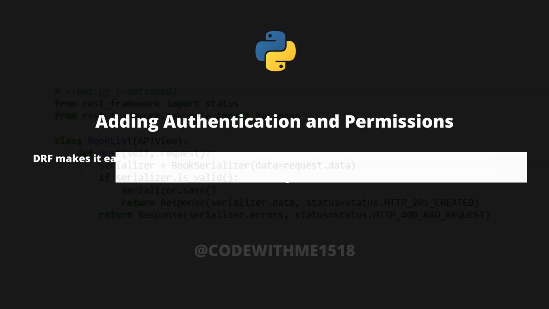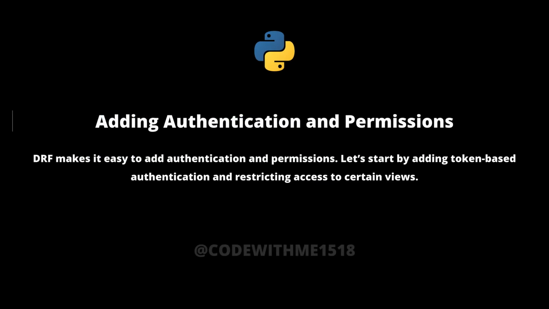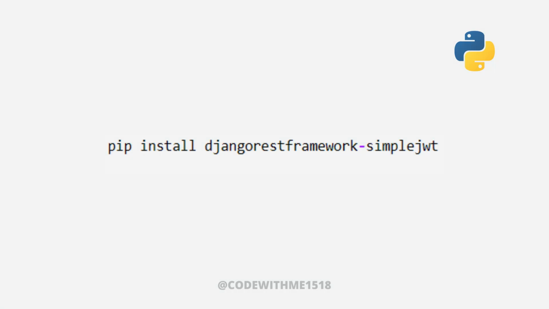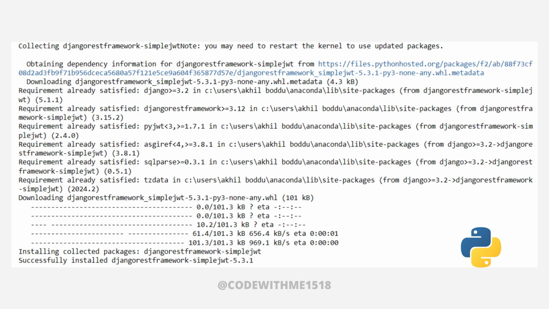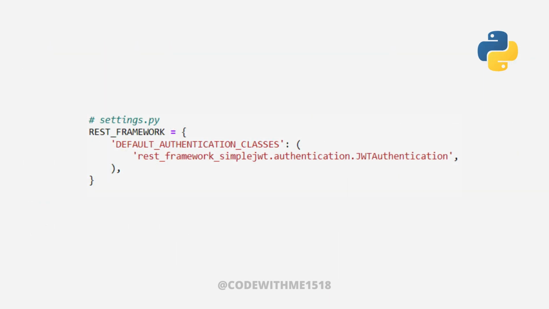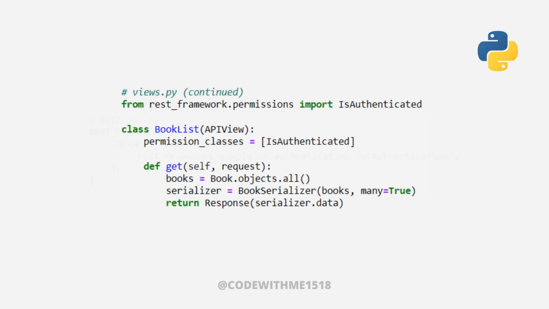Now that we have a working API, we need to secure it. DRF makes it easy to add authentication and permissions. Let's start by adding token-based authentication and restricting access to certain views. First, install the Simple JWT package for token-based authentication. Next, update the settings to include JWT authentication. Now, we can add authentication to our API views.